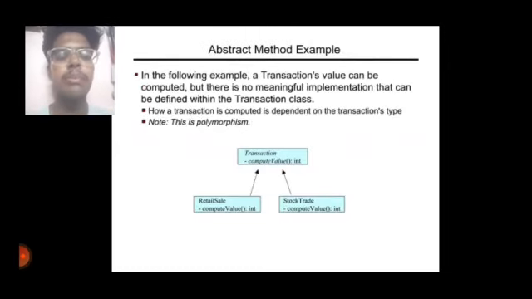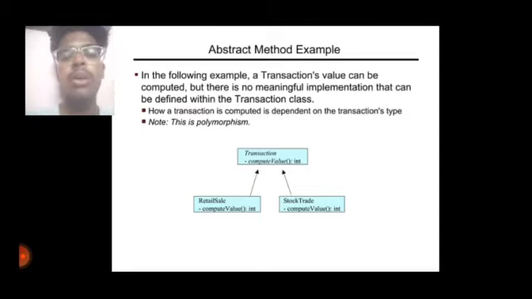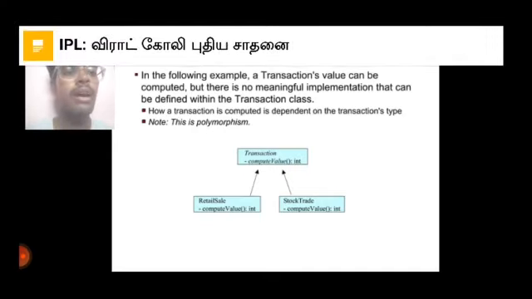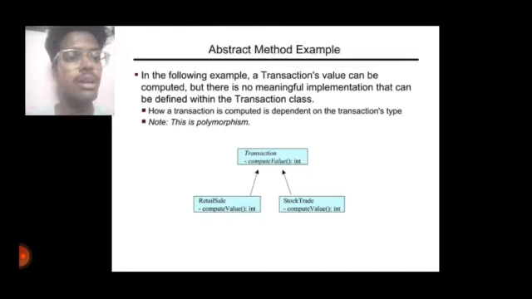So let us take the example of an abstract class method. Here you have Transaction, which has a computeValue int. The abstract method contains an abstract value, and then you make normal classes such as RetailSale, which has computeValue, and StockTrade, which also has computeValue. In this example, a transaction value can be computed, but there is no meaningful implementation that can be defined within the Transaction class. So that is the abstract method.